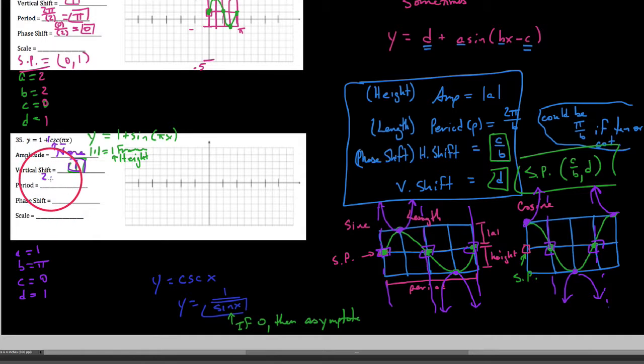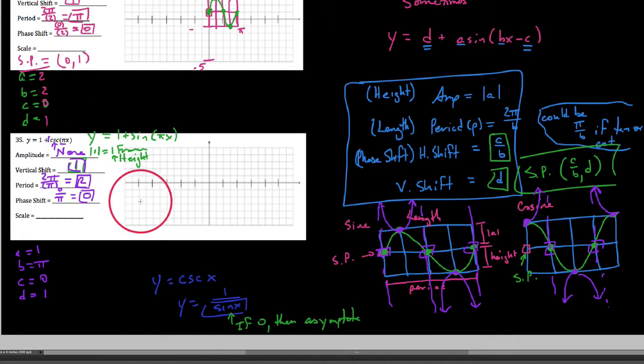Period. Well, 2 pi over b would mean I get 2 pi over, in this case, pi. So this is a weird thing, but we get a frame length of just 2, no units of pi here. Phase shift would be c over b. So our c value, 0, over our b value, pi, gives us no left and right shift, and then scale. We'll hit scale last here.